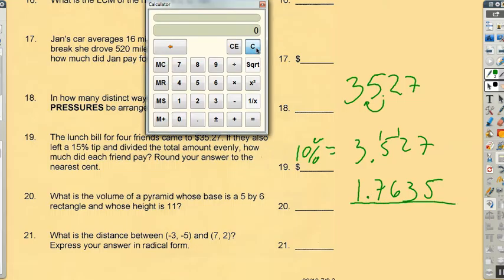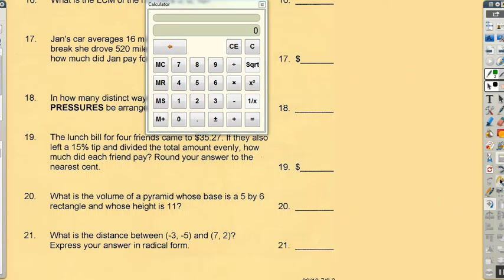Now, just to expedite things, we have times point, actually, you know what? Times 1.15, and we're going to divide it amongst the 4 friends, and we get $10.14.